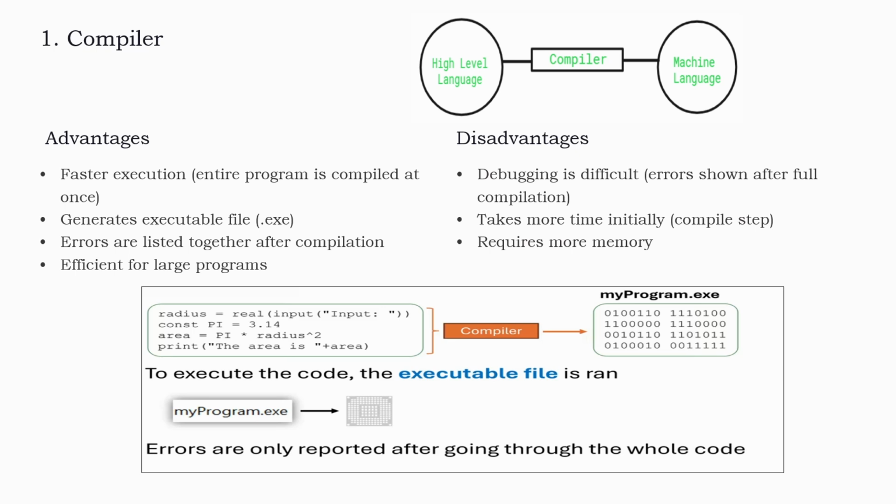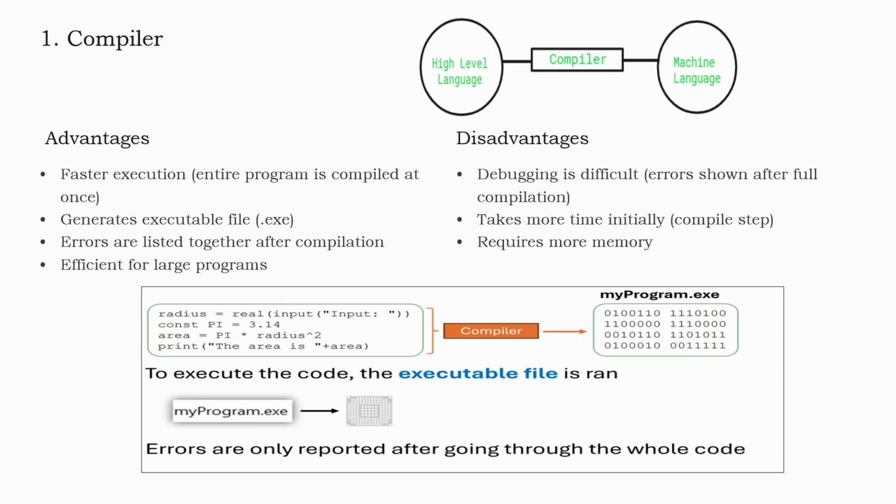Now we will see the advantages and disadvantages of the compiler. Let us now see the advantages of the compiler. It has faster program execution. Since the entire program is translated before execution, the compiled code runs very fast. It generates executable files. Compilers produce files like .exe which can run independently without the source code. Source code means the code which we write.